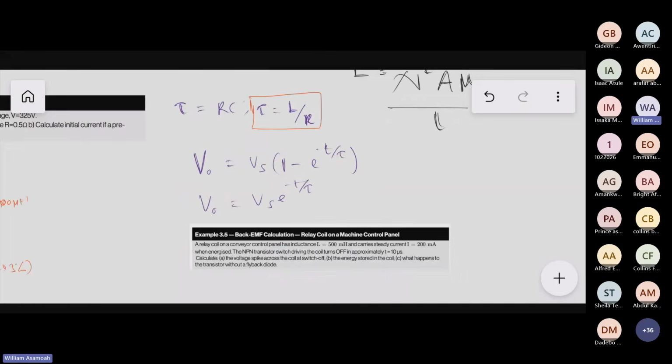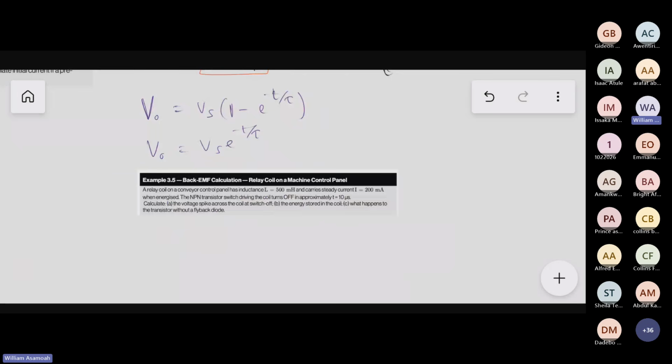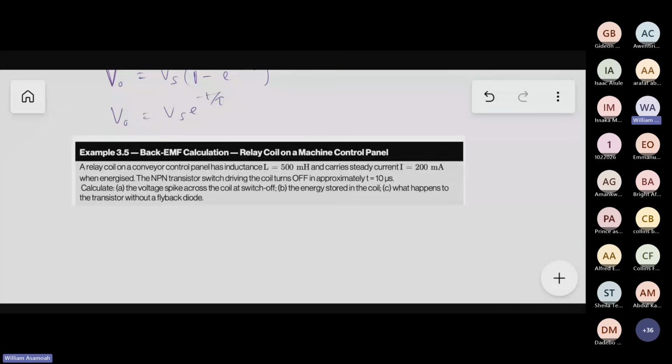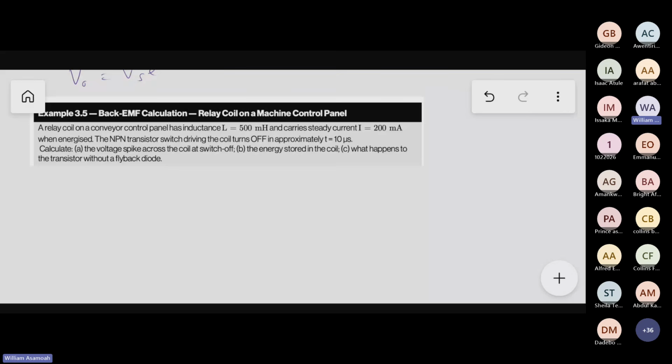Excellent. Now, let's look at this question. A relay coil on a conveyor control panel has inductance L equal to 50 mH, right?